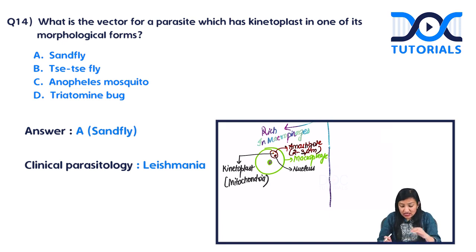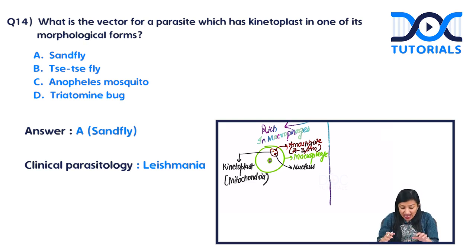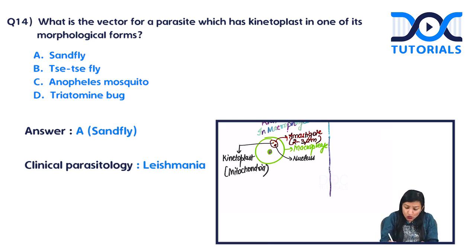Right, and guys, I have drawn just one amastigote. Macrophages are usually filled with amastigote forms, so they are teeming with amastigotes, and this whole structure, a macrophage filled with amastigotes in this fashion, is referred to as what? This whole thing is referred to as LD body, that is Leishmania donovani body.